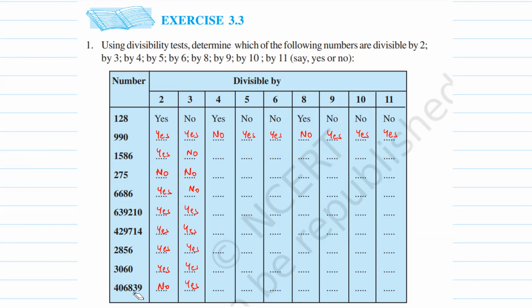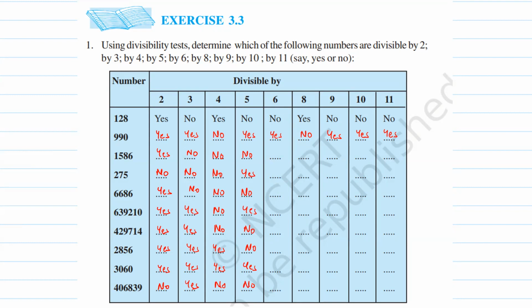Coming to 4, it is not because 86 is not divisible by 4. Then 75 is also not divisible by 4. 86 is also not divisible by 4. 10 is also not divisible by 4. 14 is also not divisible by 4. 56 is divisible by 4. 60 is divisible by 4. 39 is not divisible by 4. Coming to 5, we should have 5 or 0 at the end. So yes, no, yes, no, no, yes, and no.